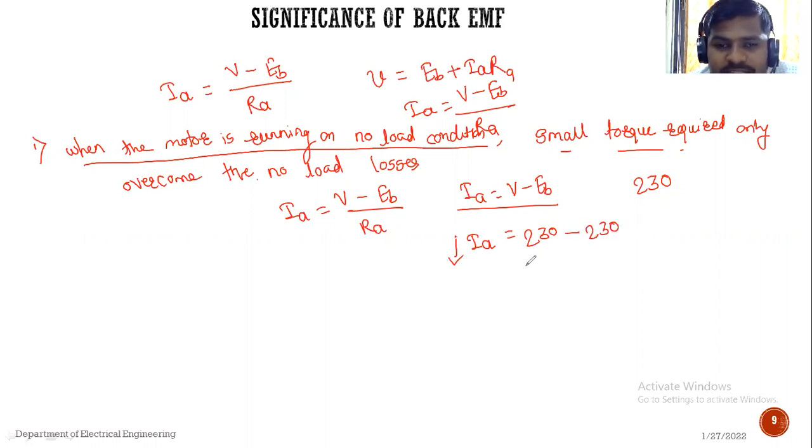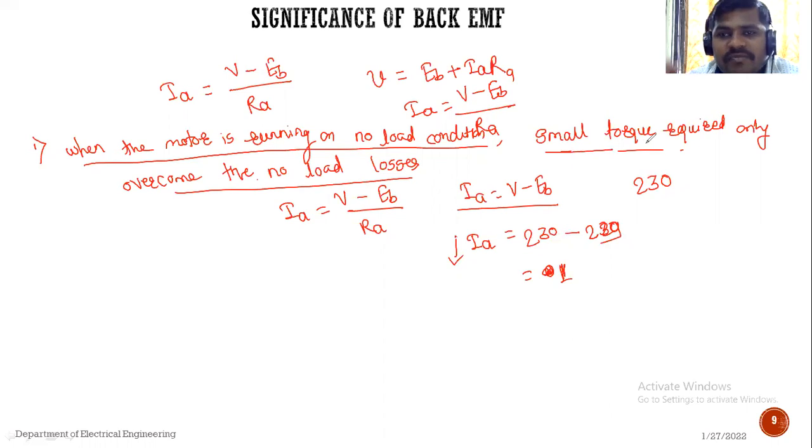230 मायनस 230 केलं किती येईल IA? 0. 230 मायनस 229 केलं, व्हॉट इज IA? 1. नो, सो दॅट मीन्स IA किती करंट लागतोय आपल्याला टू ओव्हरकम द नो लोड लॉसेस? द स्मॉल अमाउंट ऑफ टॉर्क रिक्वायर्ड, ओनली अ स्मॉल अमाउंट ऑफ करंट. कमी अमाउंट ऑफ करंट लागतोय.